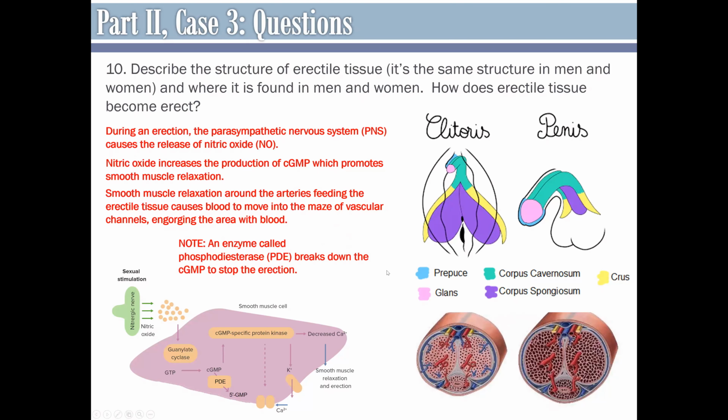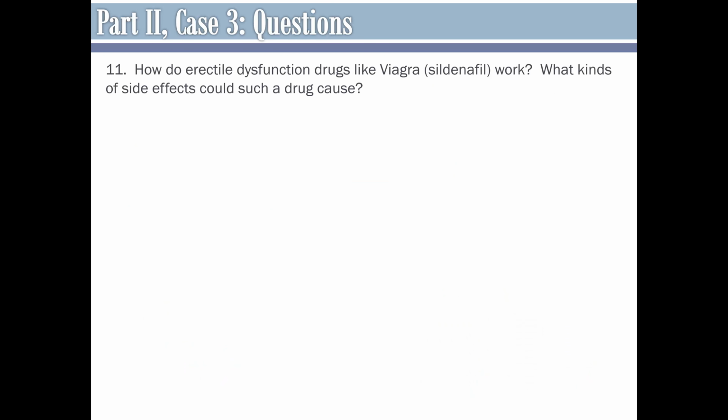And then also important to this particular case study, note that there is an enzyme called phosphodiesterase, or PDE, which we also have seen earlier in the semester. And this enzyme breaks down cyclic GMP, which would also ultimately stop the erection by stopping the smooth muscle relaxation. So number 11, how do erectile dysfunction drugs like Viagra, which is sildenafil, work? And what kinds of side effects could such a drug cause?